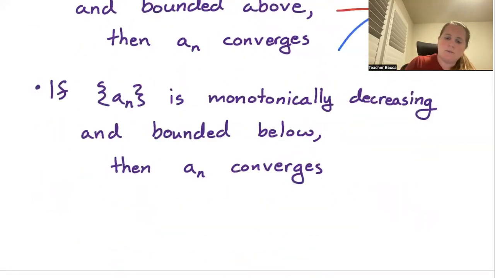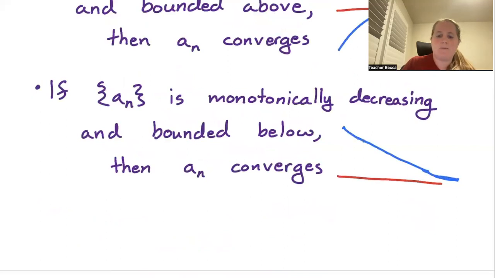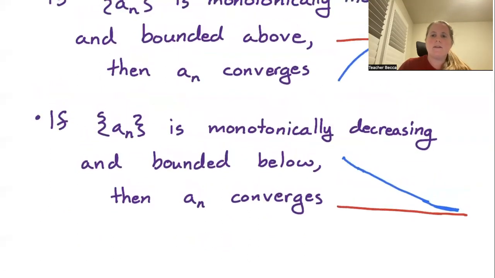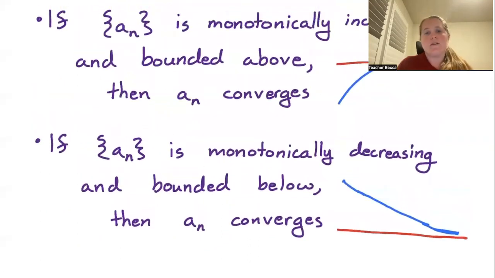Similarly, if we have something bounded below, if it's monotonically decreasing, we're heading downward, downward, downward, and it can never pass the line, so we must have our limit. It must converge. So this again is a useful trick for checking if something converges or diverges. If we can tell it's constantly increasing but can't go above something, or constantly decreasing but can't go below, we know it converges.